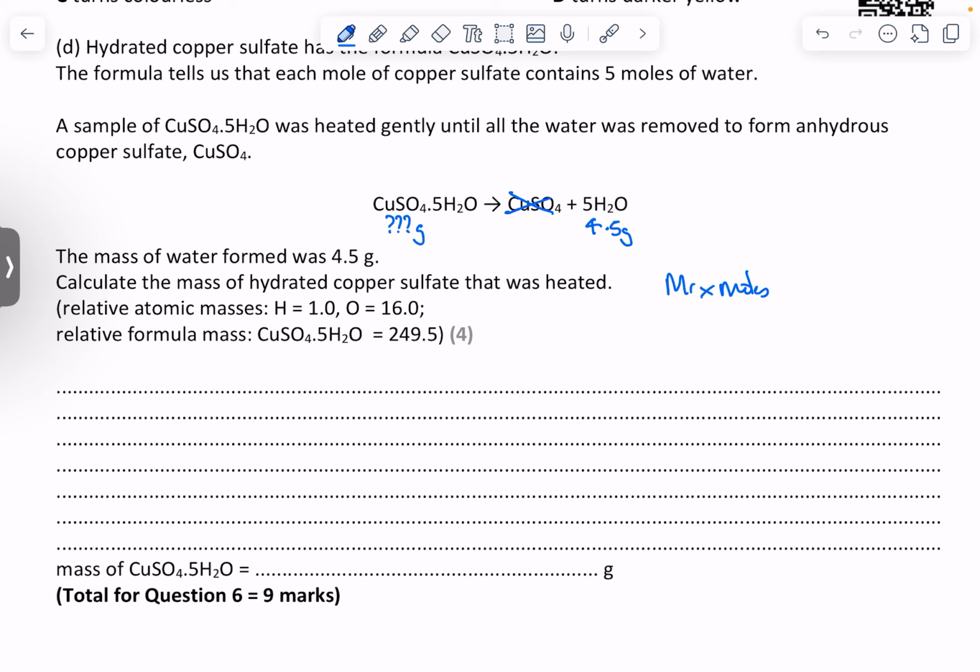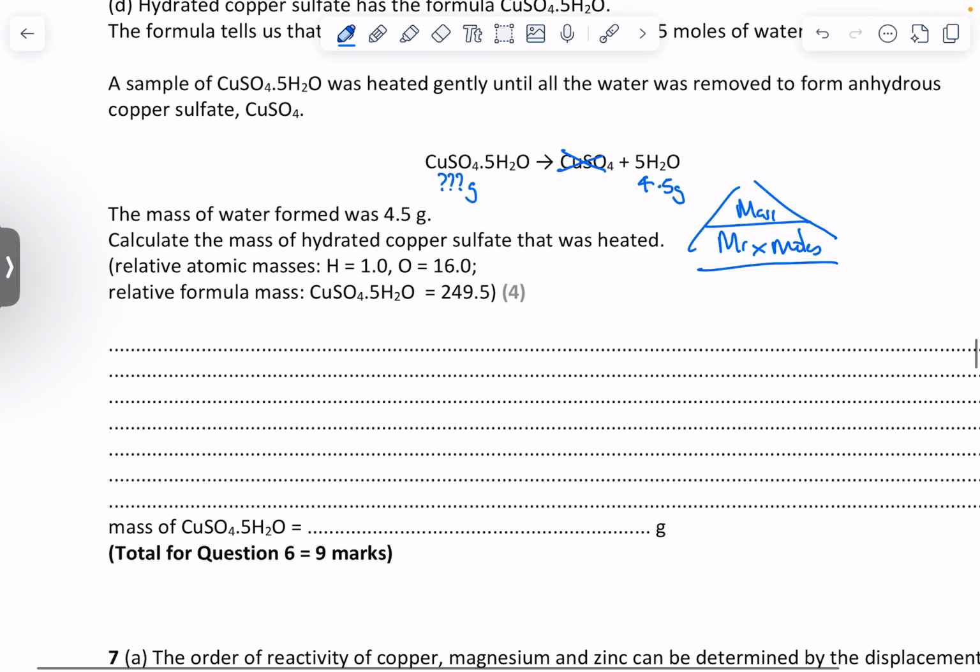So what I'm going to do here is write down our triangle that Mr. Moles lives underneath the mass. Okay, so step number one is we want to work out the moles of water that are involved in this reaction. According to the triangle first, the moles of water is mass divided by the MR. So all we're doing here is you want to find the moles. So moles is mass divided by MR.